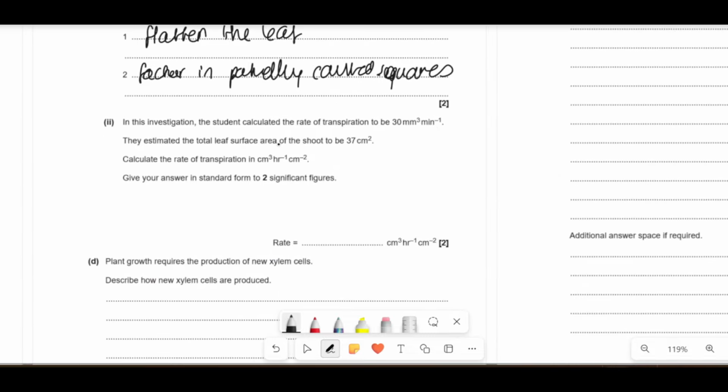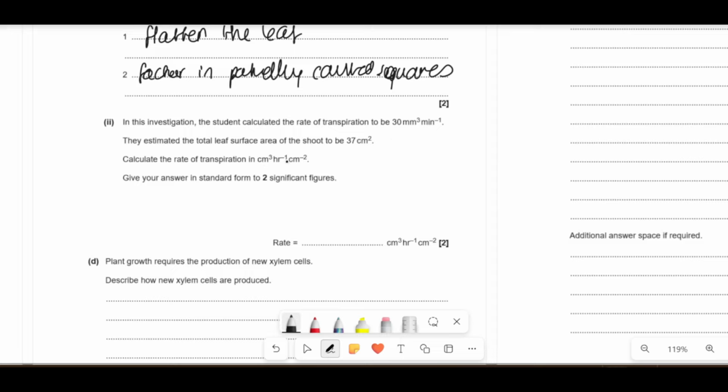So it says, in this investigation, they calculated the rate of transpiration to be 30 millimeters cubed per minute. That's millimeters cubed, so you need to think that's a volume. What's that going to be? A volume of air, or volume of water, or something like that. And it's per minute. And then they estimated the total leaf surface area of this shoot to be 37 centimeters squared. Calculate the rate of transpiration in centimeters cubed per hour per centimeter squared. Give your answer in standard form to two significant figures.